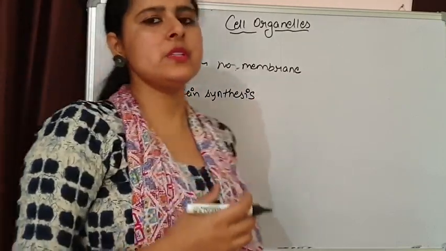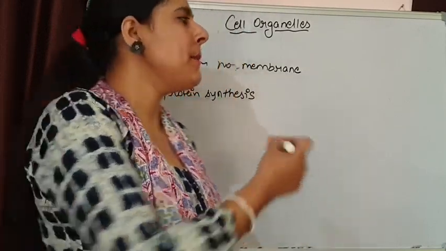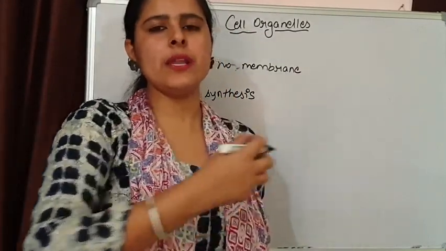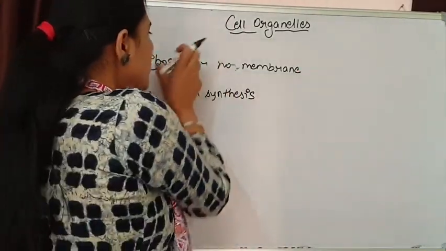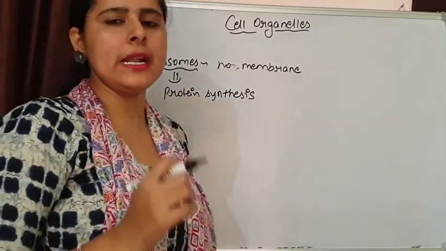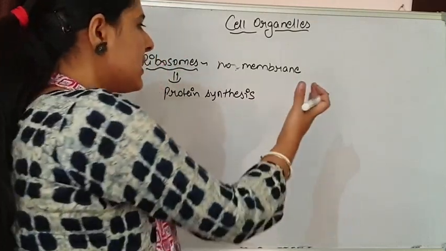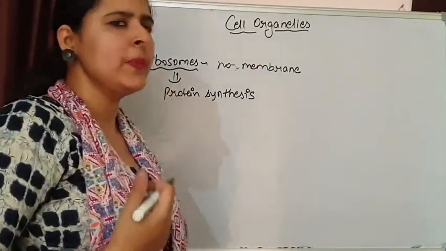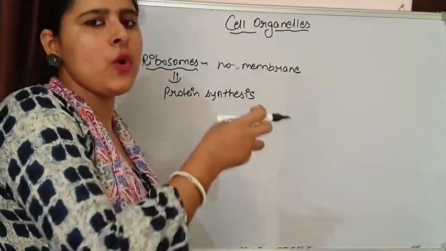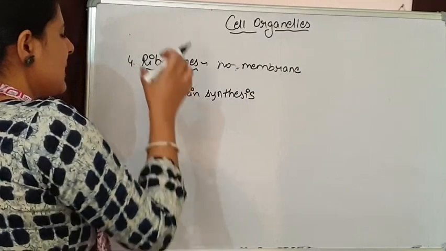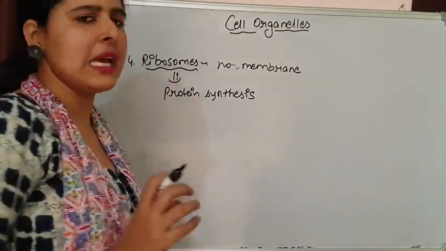See, when we take a difference between prokaryotic and eukaryotic cell, we basically say that in prokaryotic cell, membrane bound organelles are absent, while in eukaryotic cell, membrane bound organelles are present. So ribosome is the cell organelle that is present in both prokaryotes as well as eukaryotes. The organelles which we have discussed earlier, like Golgi bodies, endoplasmic reticulum, lysosomes, are absent in prokaryotes but present in eukaryotes. Ribosome is present in both, but their size is different.